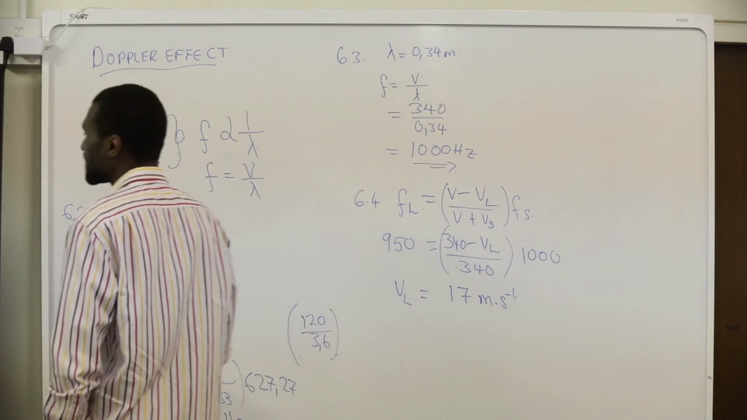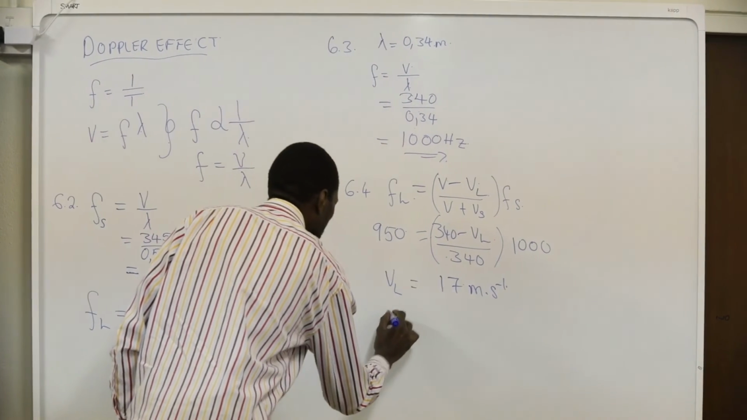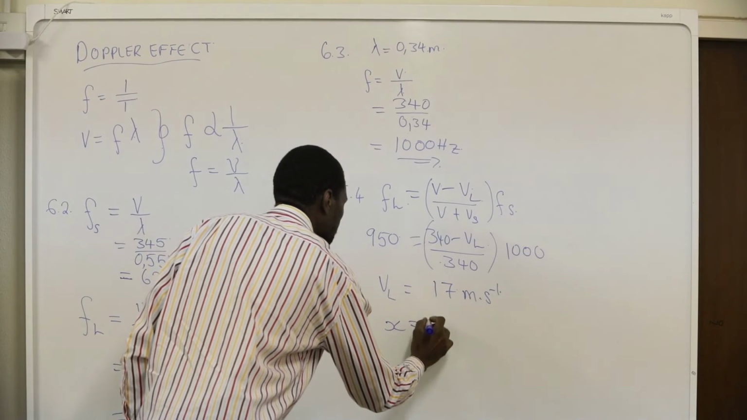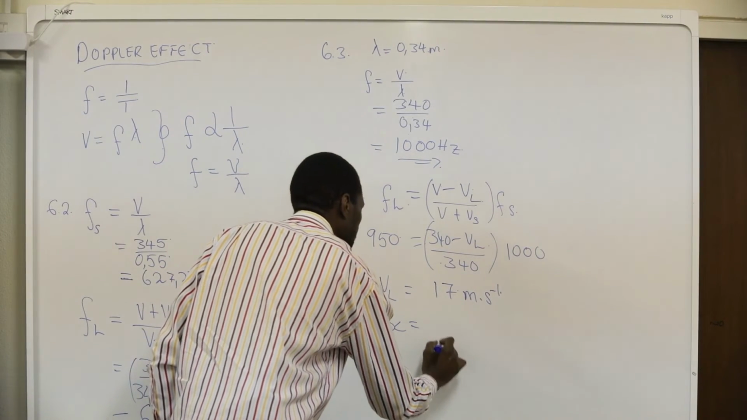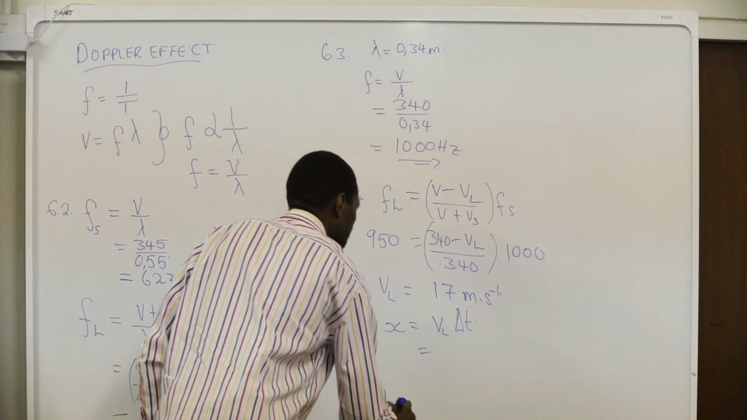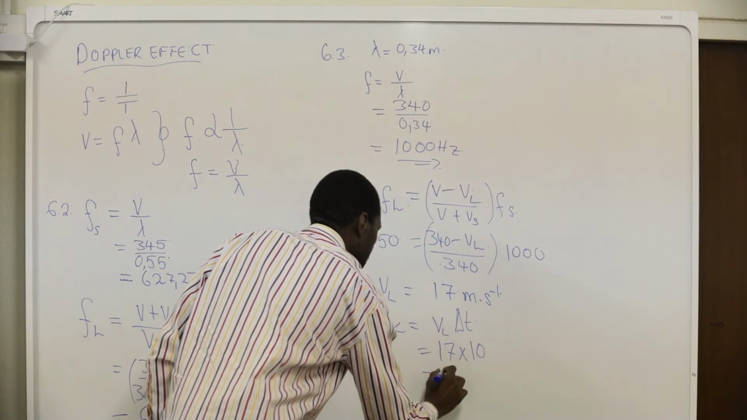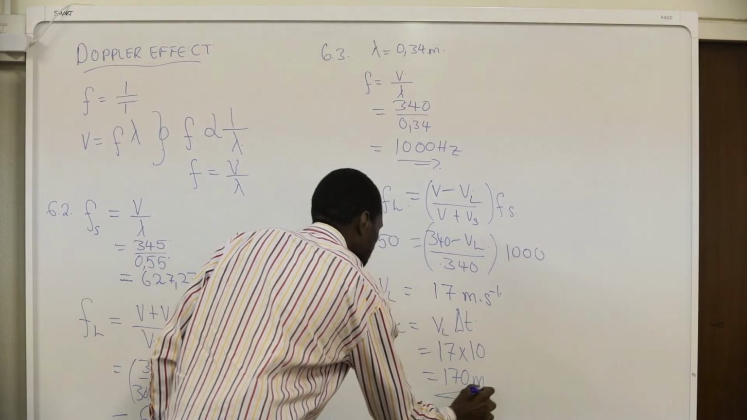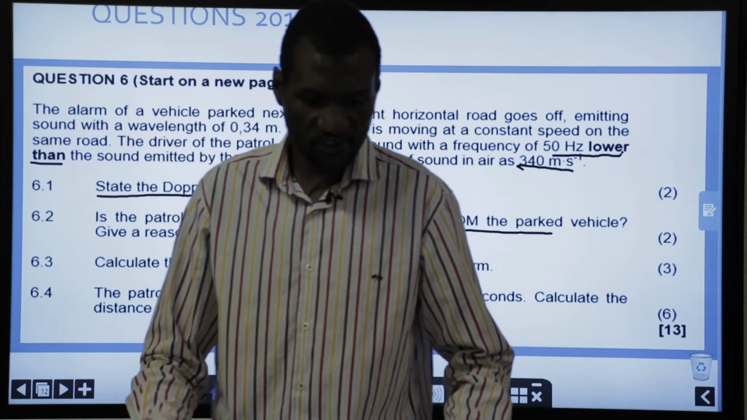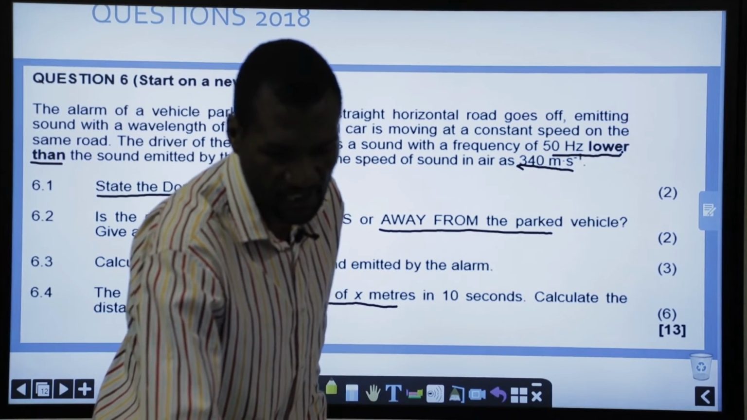Okay. For us now to calculate the distance x traveled in 10 seconds, we know that distance x is equal to the velocity times the change in time. Okay? The velocity is 17 times change in time of 10. So the distance in this instance will be 170 meters. Okay, that is something that you can do. That is something that you can look at and carry out calculations in this regard.